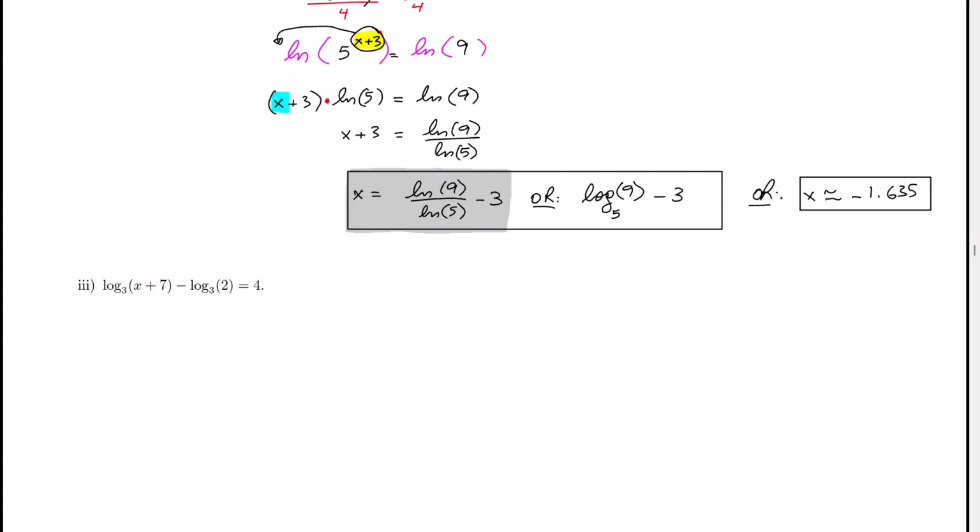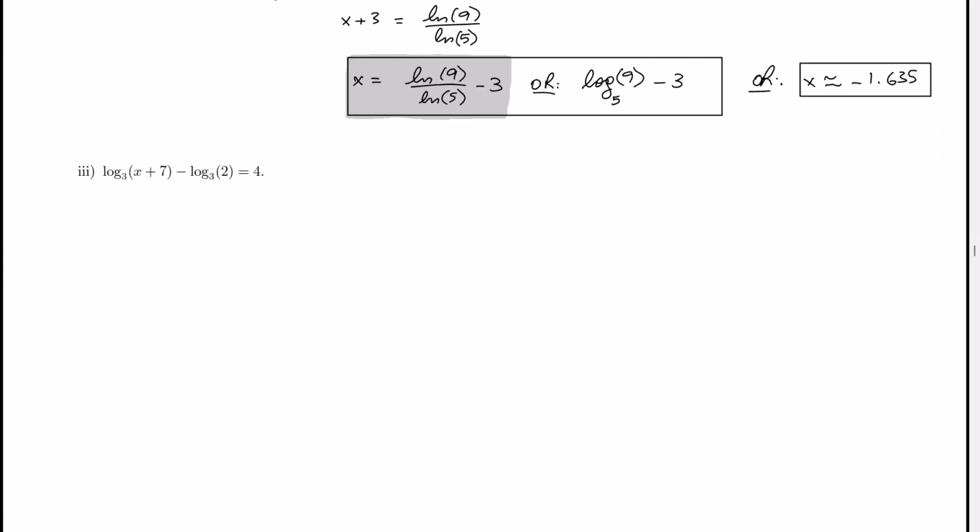So now let's turn our attention to basically logarithmic problems. So what if I have a logarithm in my problem and I would like to solve for x? So I would like to know what x to plug in there, so that log base 3 of x plus 7 minus log base 3 of 2 equals 4. Well, for these types of problems, we have to use the product, quotient, and power rule for logs.